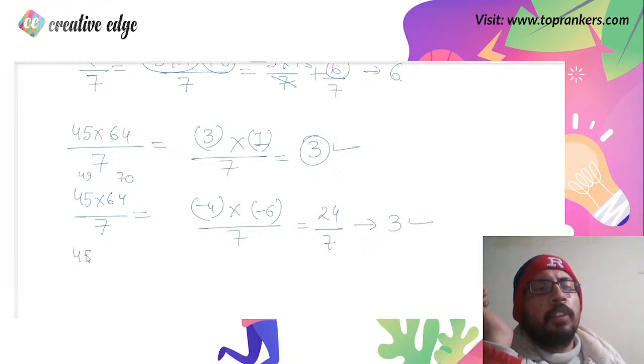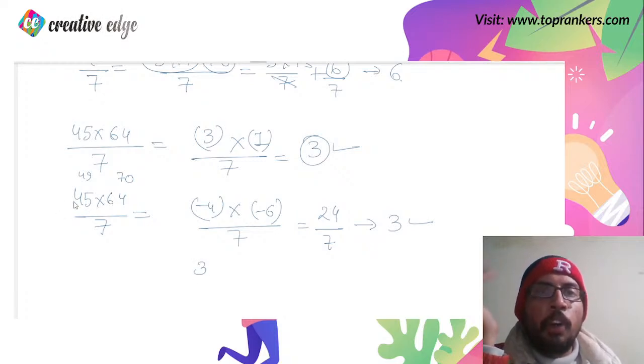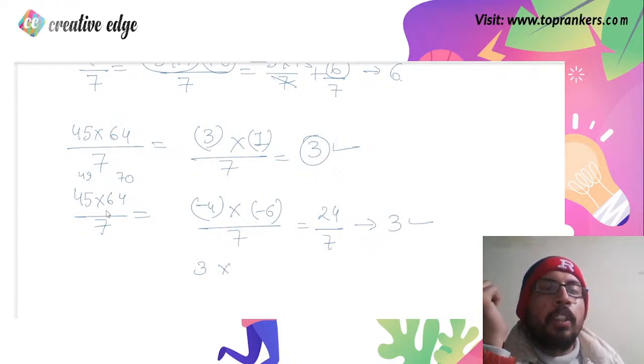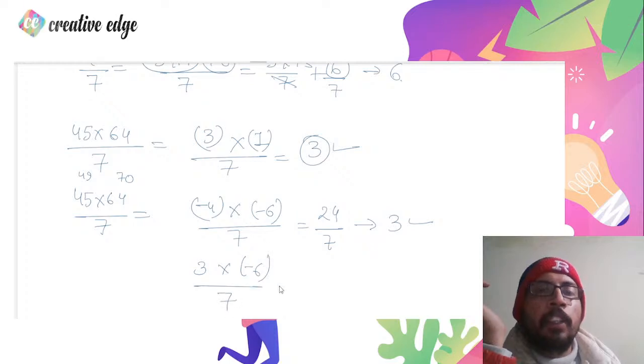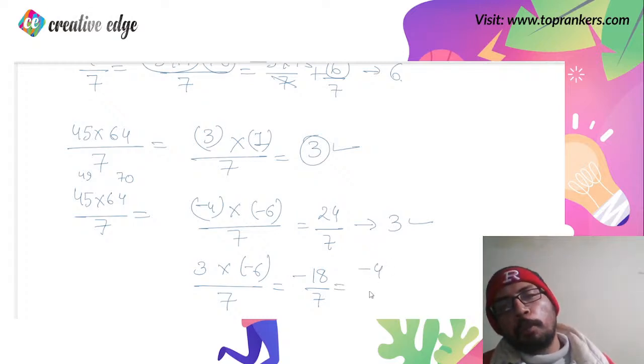45 into 64 can be done in this way as well. 7 6s are 42. That means 3 is extra, or you can say 45 is 3 greater than 42, into this is going to be 7 tens are 70. So that means this 64 is 6 lesser than 70. So you will be writing minus 6 upon 7. So this is going to be minus 18 upon 7. Minus 18 upon 7 is 7 2s are 14. You will be getting minus 4 upon 7.